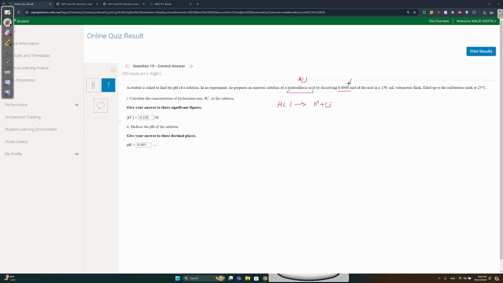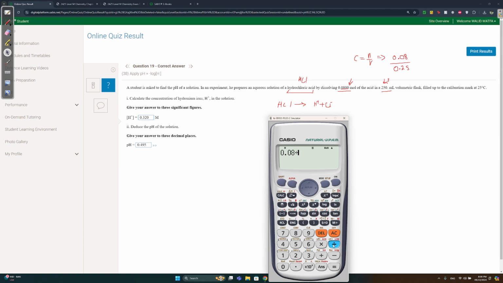0.08 is moles. We want M, the concentration. We have the moles, we have the volume. Can we find the concentration? Of course we can. 0.08 over 0.25. Why is it 0.25? Because it has to be in liters, dm cubed, so to convert you divide by 1000, right? So 0.08 divided by 0.25 is 0.32, right? So the concentration of H plus is 0.32 M. You put 0.320 because 3 SF.